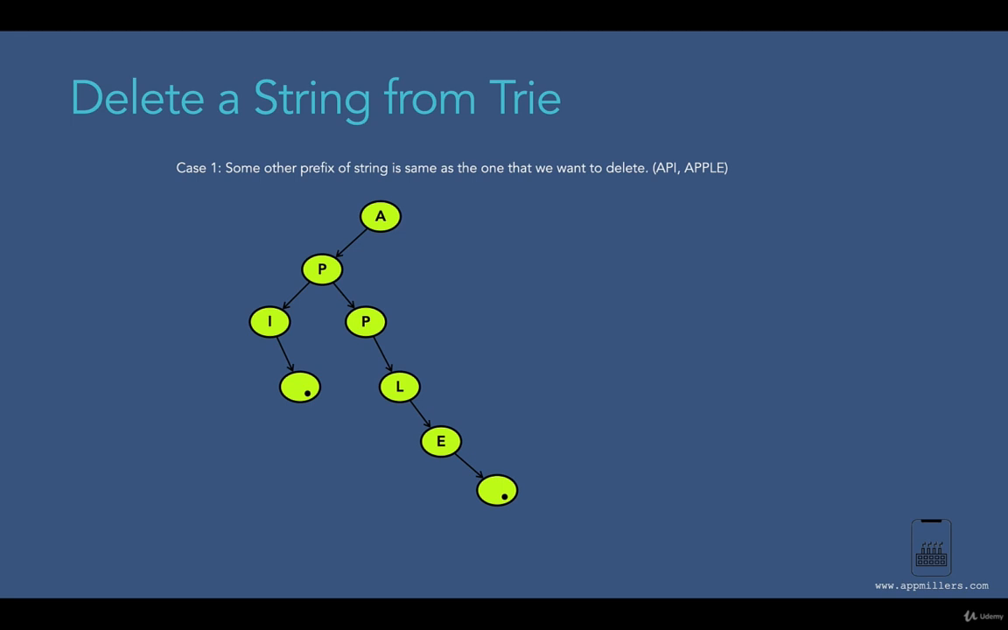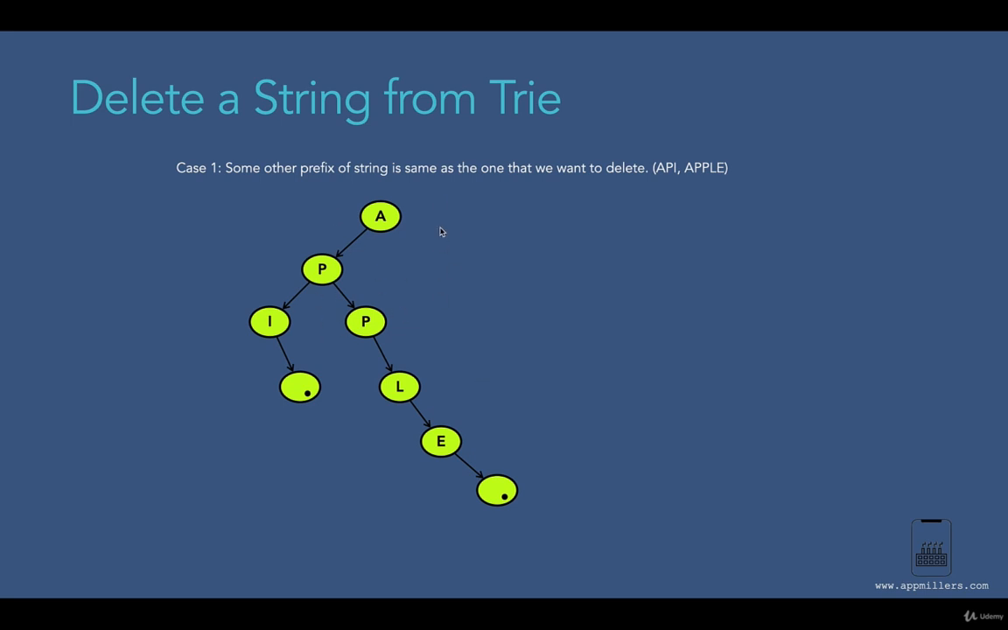Case 1 is we want to delete a string whose prefix is the same as the prefix of some other word. If we look at this trie, we see that we have 2 words. One word is API because after I we have end of string, and another word is apple. So here A and P are common to these 2 words. This means that whenever we are deleting API from here, we cannot delete A and P because A and P are also the first elements of apple.